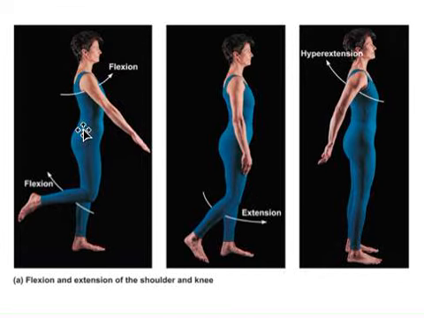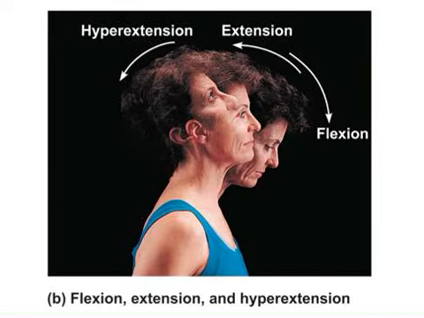In the shoulder, we can also go hyper. We can go beyond the normal, and that's called hyperextension. The neck, we got this like that. Chin to the chest is flexion. Bringing it, looking upward, is extension.